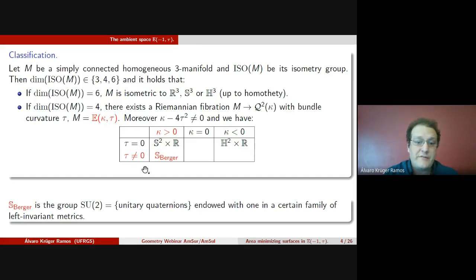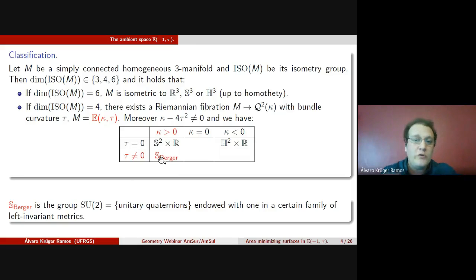But if tau is non-zero, then you have some more interesting spaces that not everyone might be familiar with. First, if you have tau different from 0 and positive kappa, you have a fibration over S2, and you have a Berger sphere, which is the group SU2, which may be seen as the group of unit quaternions, but with one kind of left invariant metric. There is a family of left invariant metrics in SU2. It's a 3-parameter family, and if from these 3 parameters, 2 are equal and 1 is different, then you have the metric which makes it a Berger sphere.